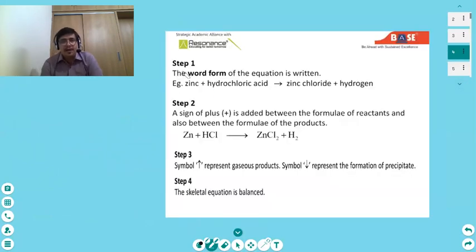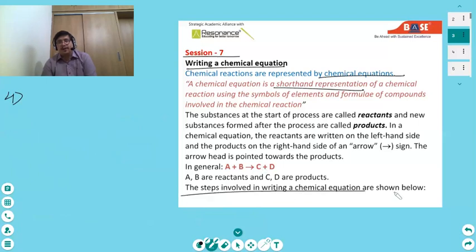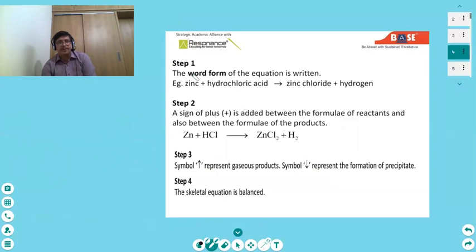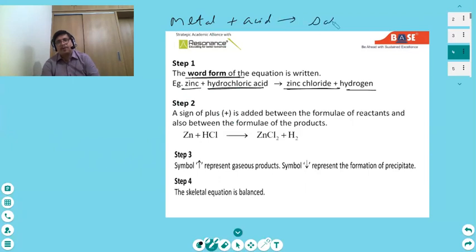The next slide tells the steps to write a chemical equation. The first step is to write the word form of the equation. For example, zinc reacting with hydrochloric acid, giving zinc chloride and hydrogen. Basically, it is a gas, because you know from your 10th standard that metal and acid react to give salt and hydrogen gas. So when a metal reacts with a mineral acid, it gives you salt, and hydrogen comes out as gas.